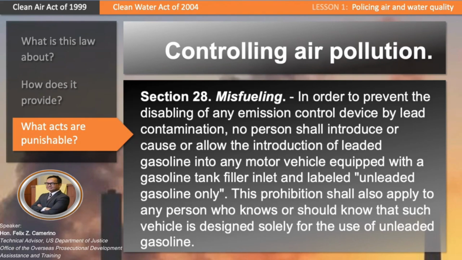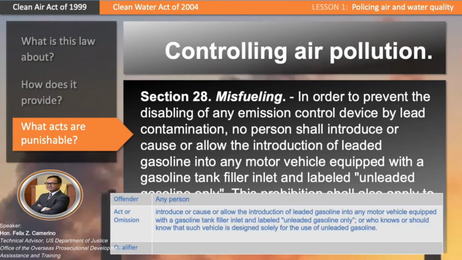This one is easy too. This is how it would look on our worksheet. The possible offender is any person, and the act or omission is essentially everything else that I read after no person shall: introduce or cause or allow the introduction of leaded gasoline, and so on and so forth. You should know this by now. Maybe you've mastered this.